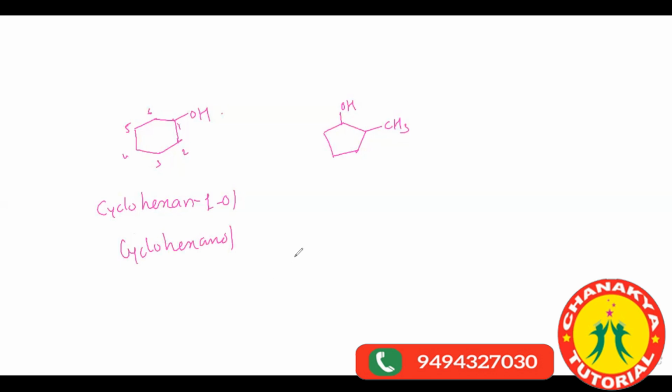Hello, are you there? Yes, ma'am. Now what would be the name for this? 1, 2, 3, 4, 5. This is pentane, right? It is a cyclic form, so cyclopentane-1-ol. At the second position, a methyl group is here. So 2-methyl cyclopentane-1-ol. Okay. Understood?